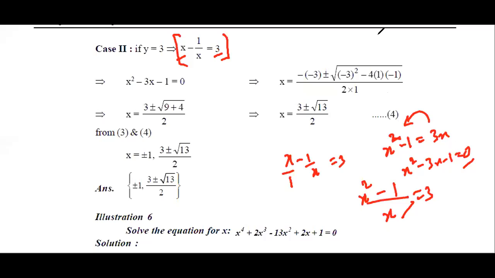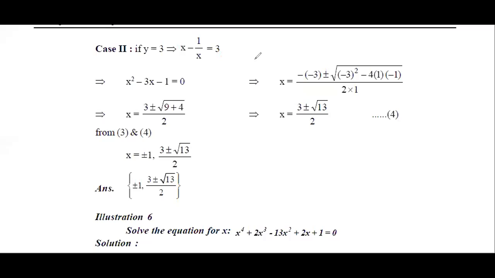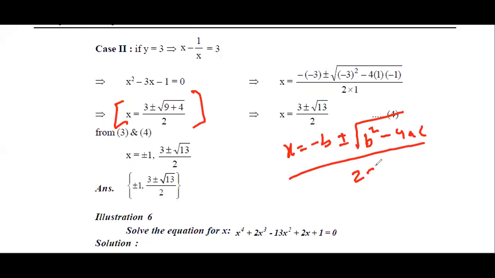ये सबको समझ में आ गया? कृष्णा समझ में आया ये? उसके बाद बस ये फॉर्मूला पुटिंग गेटिंग है ना, बस फॉर्मूला पुटिंग गेटिंग है, राइट? x is equal to minus b plus minus root of b square minus 4ac by 2a, this whole by 2a, right? Formula putting getting है, clear, right?